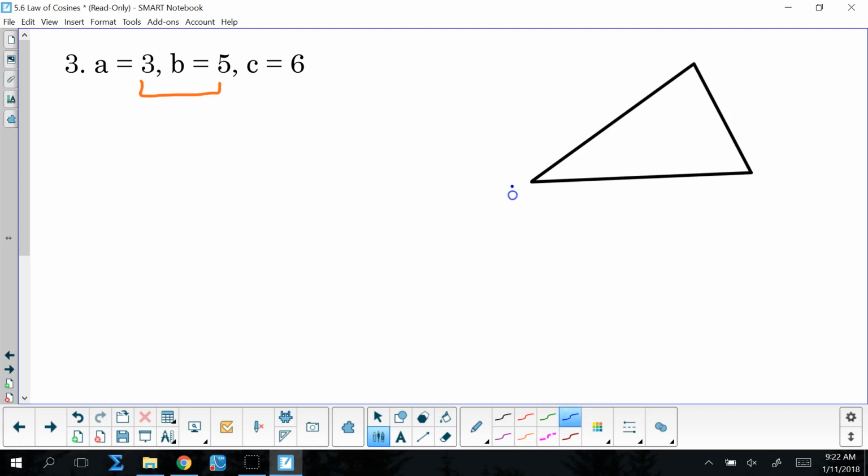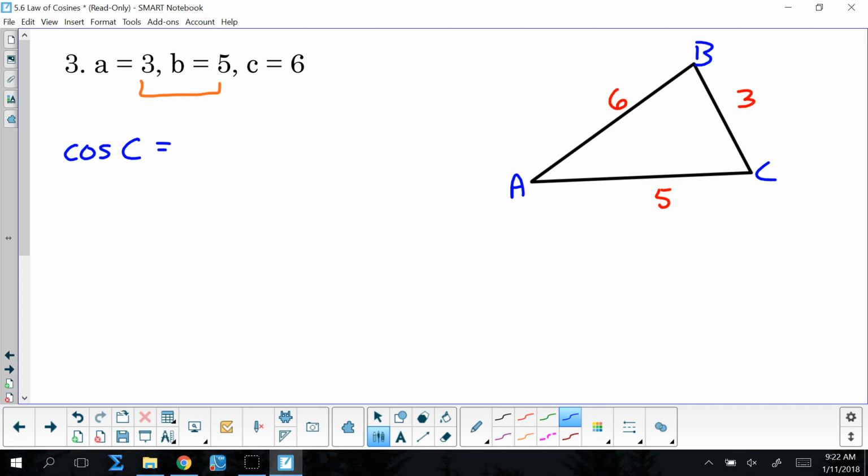Okay? So we need to find angle A, angle B, and angle C, given the fact that side A is 3, side B is 5, and side C is 6. Which angle are we going to find first? Angle C. So let's find the cosine of angle C, using the formula that we got yesterday. On your yellow packet, it's in one of the boxes right above this example.